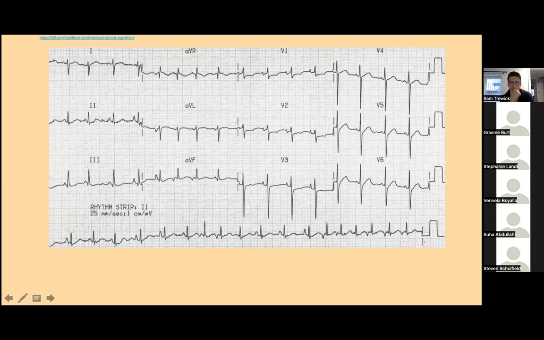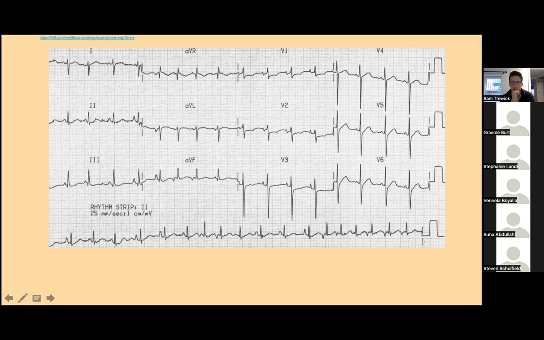So I'm going to check the patient's name, date of birth, and if there are any ECGs to compare it to. Then I'm going to quickly calculate the rate, which is 1, 2, 3, 4, 5, 6, 7, 8, 9, 10, 11, 12, 13, 14, 15. It's about 120 beats per minute, so tachycardic. And just going to check if it's a regular rhythm. And it seems to be regular, if I'm not mistaken.